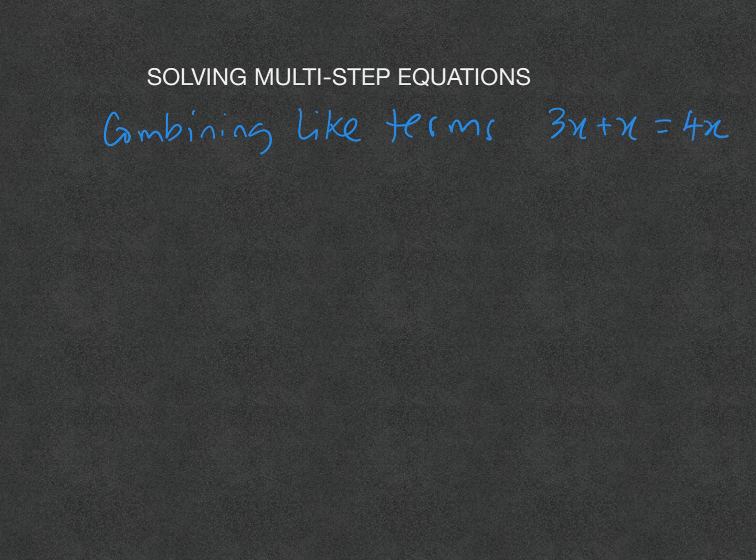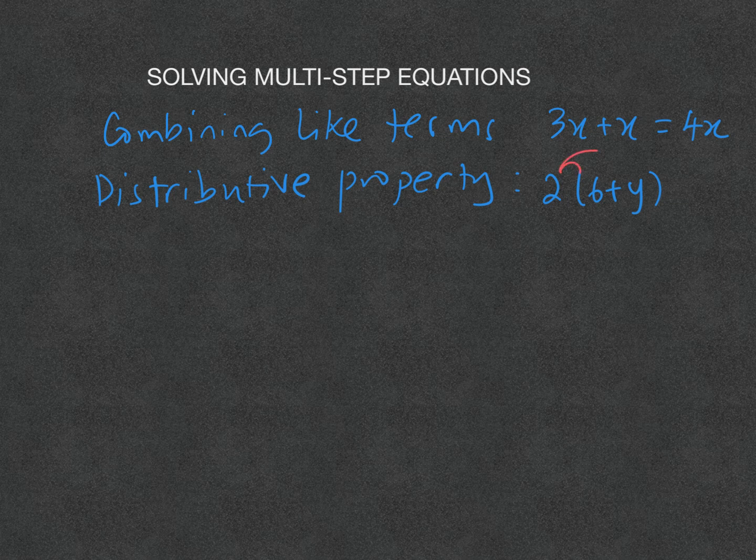We might also need to apply the distributive property. If you remember what that is, so we have, for example, maybe 2 times (6 plus y). And then you apply the distributive property. It's like a small rainbow and big rainbow. You get 2 times 6 is 12, plus 2 times y is 2y. So this is applying the distributive property. So now let's look at a few examples.